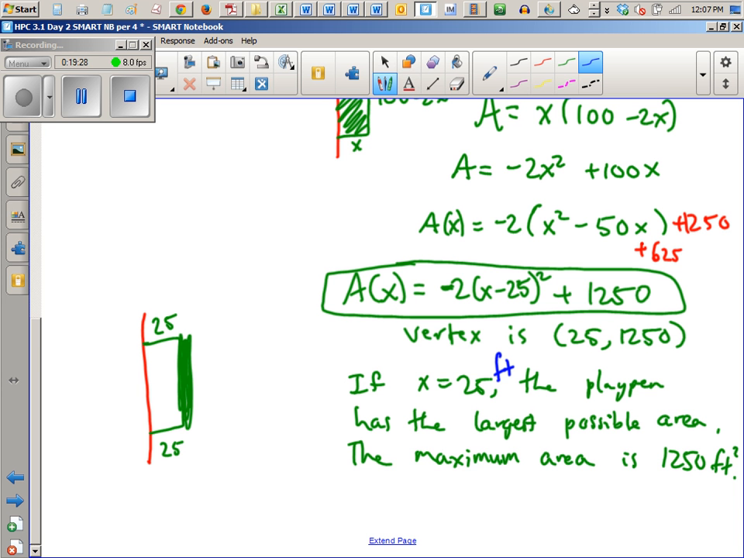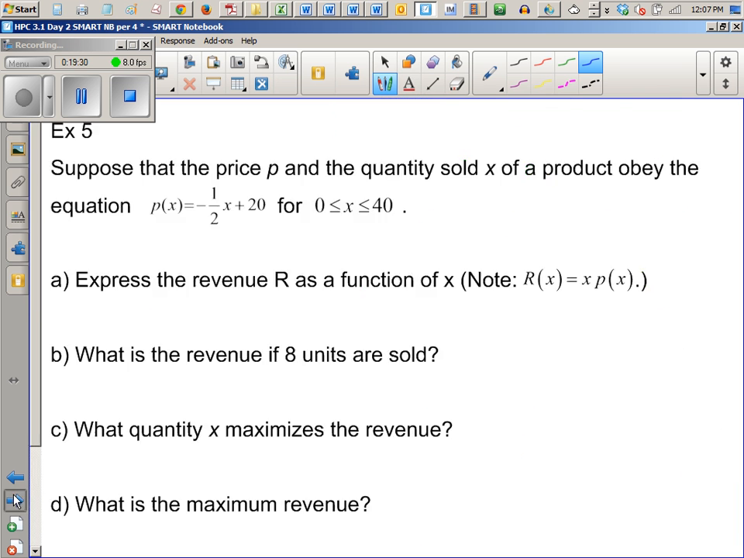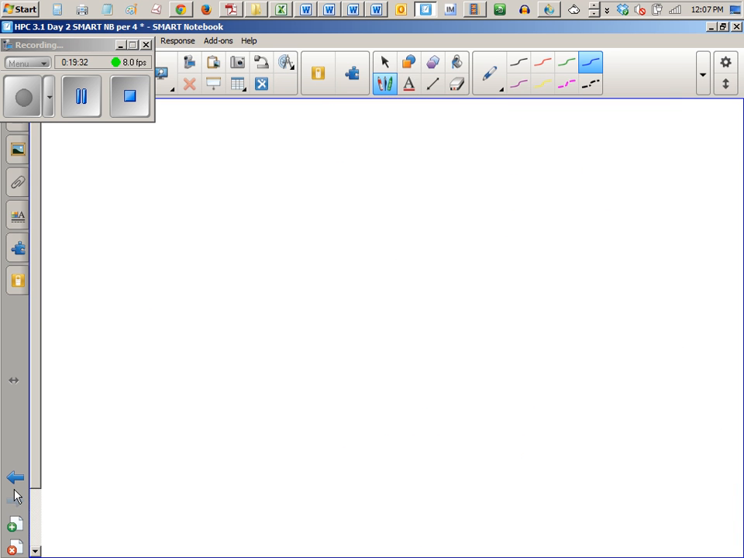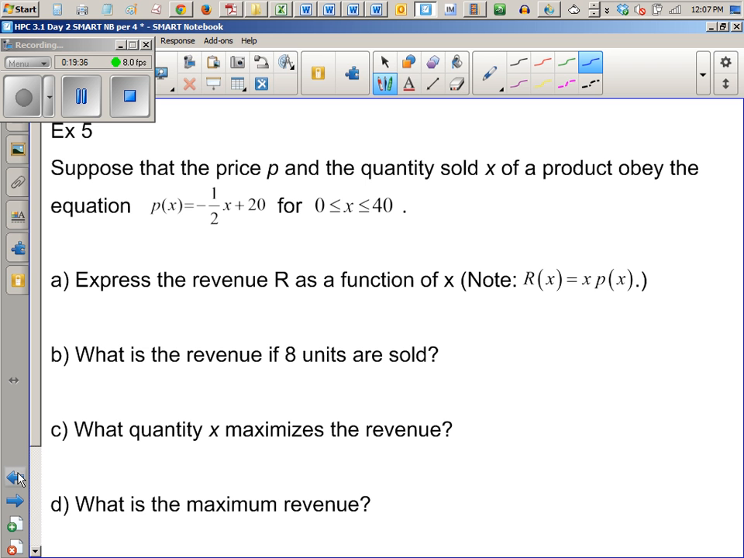All right. And then the last problem is this money problem here. This actually is very similar, except it's not a dog running around and frolicking in a rectangular space. This is more of a finance problem. We're going to talk about revenue and how revenue is price times quantity sold. Price times quantity sold.